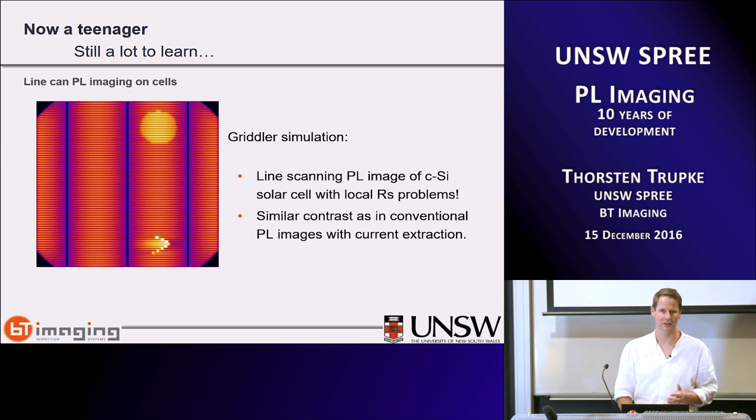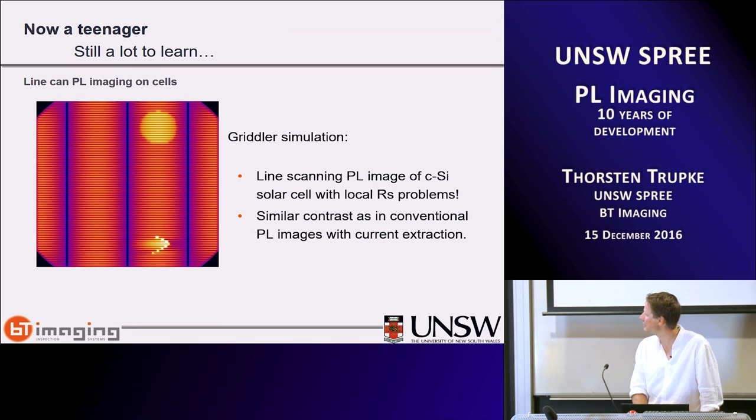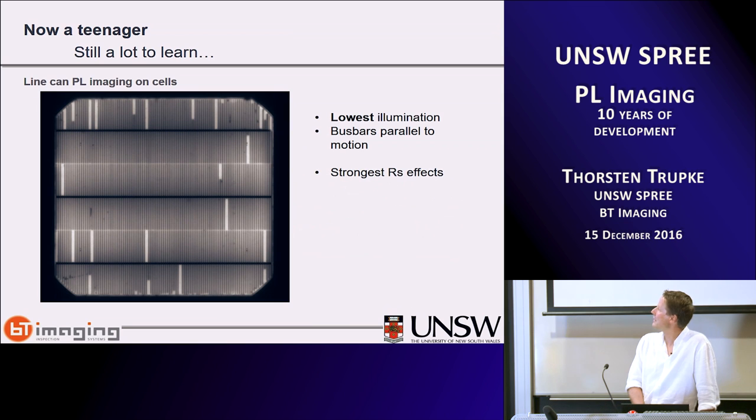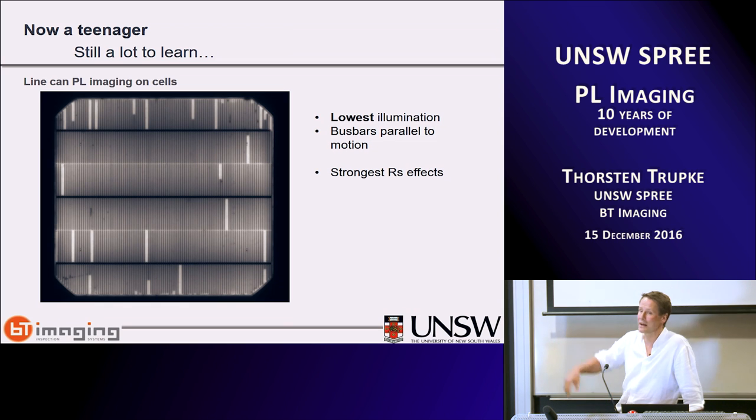So who would have thought that you can take a series resistance image on a cell while the cell moves through a measurement system at 300 millimeters per second without even making contact? So this is pretty remarkable, I think. And it enables us to do quite a few cool things. So this is now an experimental PL image taken with such a line scan system. And you can see that all these bright lines pop up, and these are representing broken fingers. A broken finger causes a series resistance effect. And this is now clearly visible in the PL image.